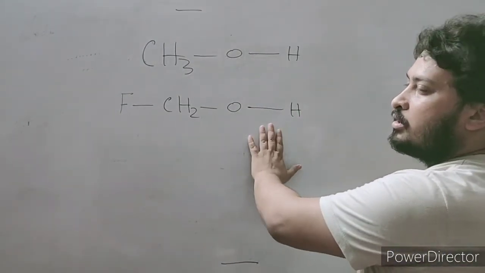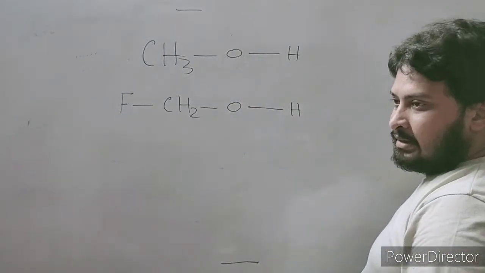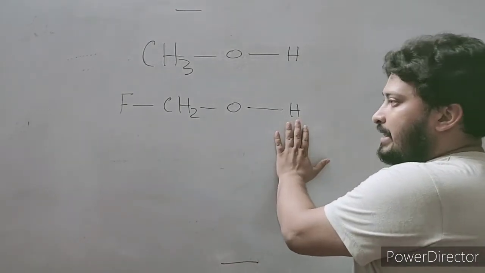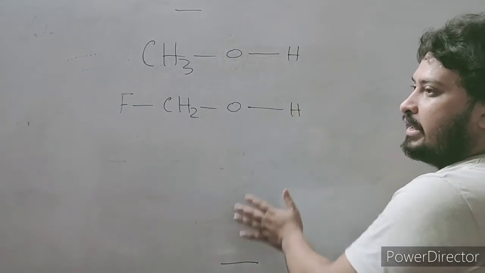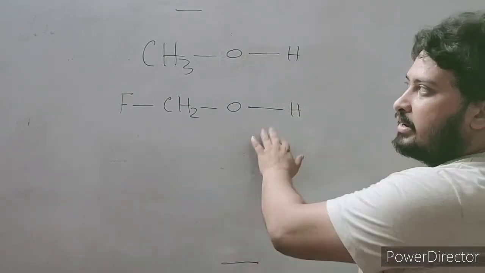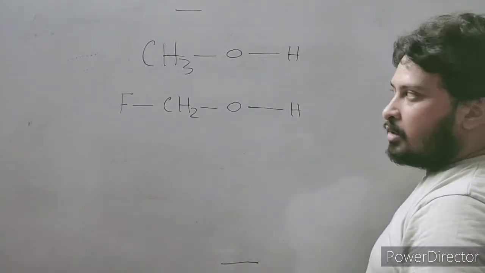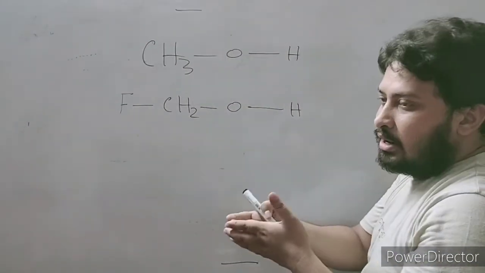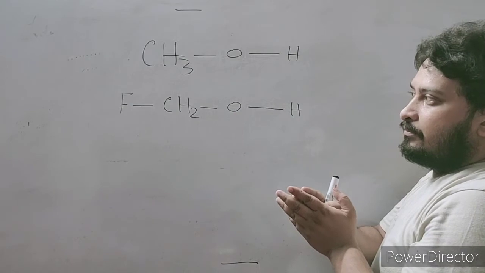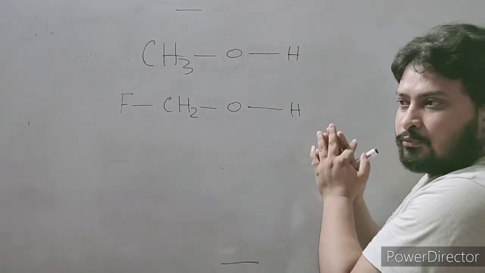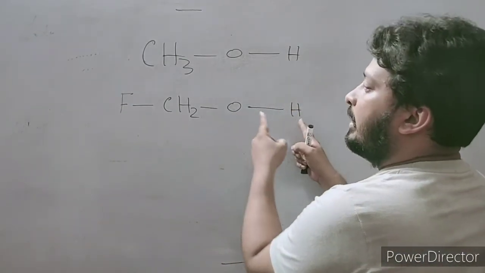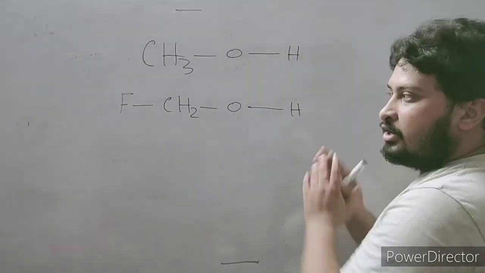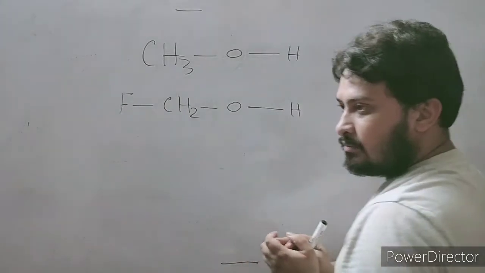The second one is more acidic, because to donate H plus, process 2 is very easy compared to 1. The bond between oxygen and hydrogen is weaker compared to 1, due to the presence of an electronegative element.